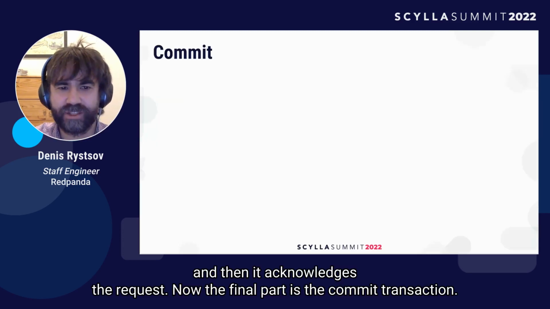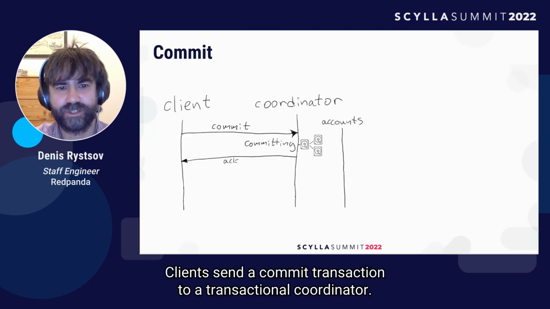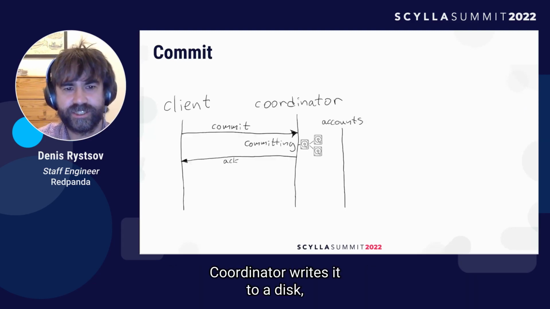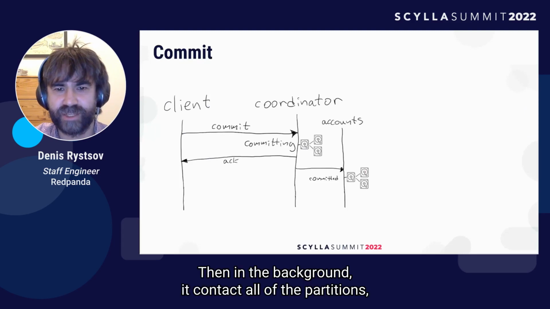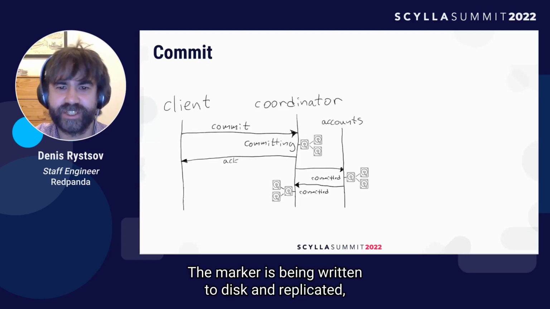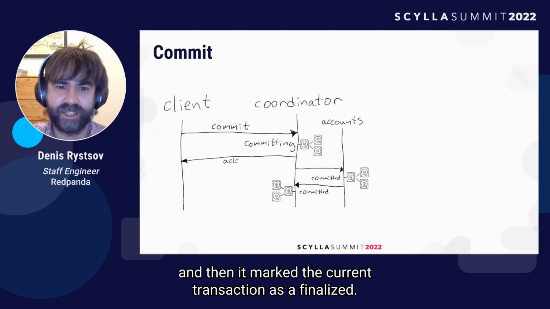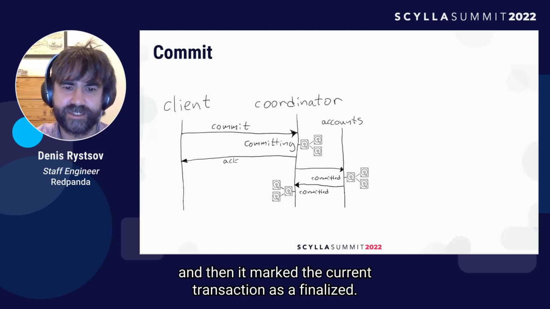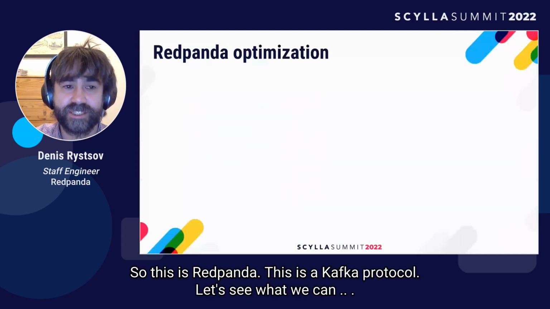Now the final part is the commit transaction. Client sends a commit transaction to a transactional coordinator. Coordinator writes it to disk, replicates it, and immediately acknowledges the request. Then in the background, it contacts all of the partitions and writes the transactional marker. The marker is being written to disk and replicated, and then it's acknowledged, and then it marks the current transaction as finalized. So this is Redpanda. This is the Kafka protocol.